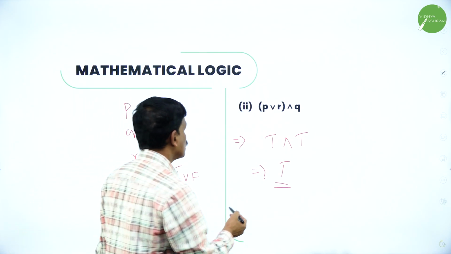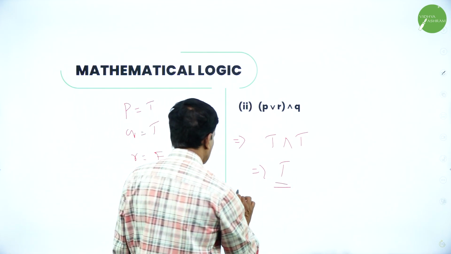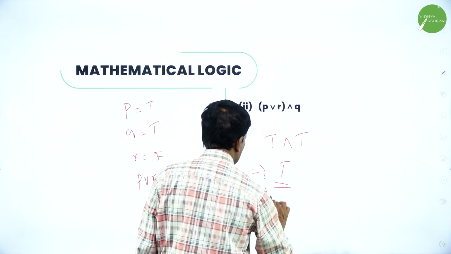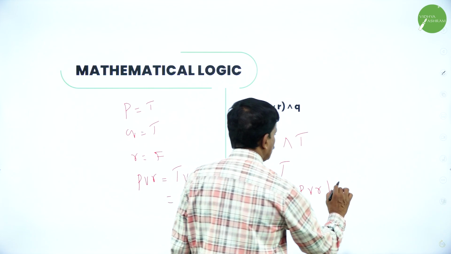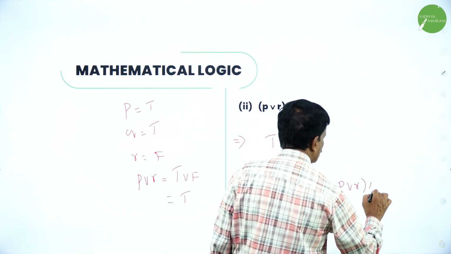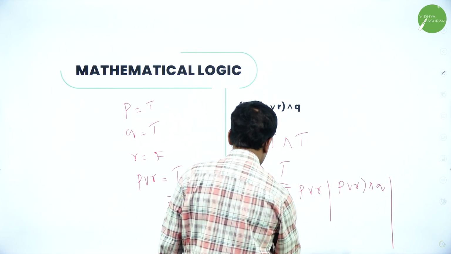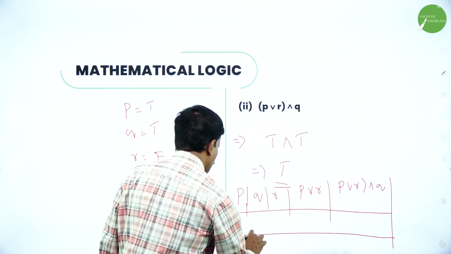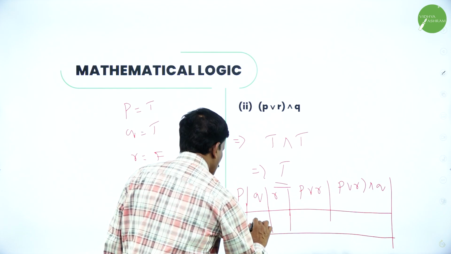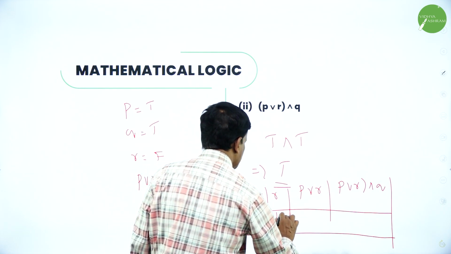Otherwise you can also check by writing the truth table, that is P, Q, R, P disjunction R, then P disjunction R conjunction Q. Just write down the truth values. What are the truth values they have given? For P it is T, for Q also T, for R it is F.